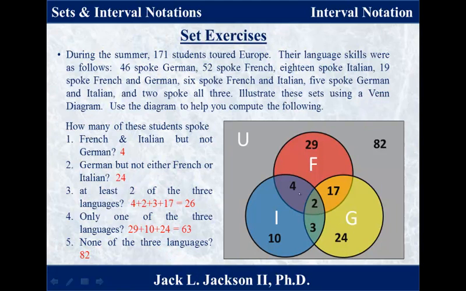How many did at least 2? Well, that's these 4, these 17, these 3 did exactly 2 of these 3 languages, but this one also did at least 2. So add the 4, the 2, the 17, and the 3 together. That's 26 students. How many only spoke 1? Well, that would be these 10, these 29, and these 24 added together. 63 students. And how many spoke none? 82.